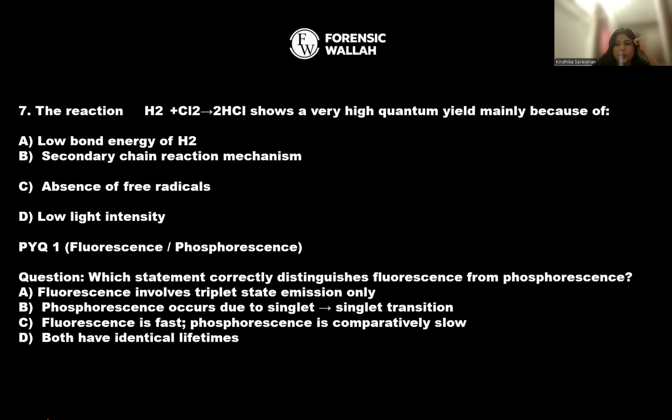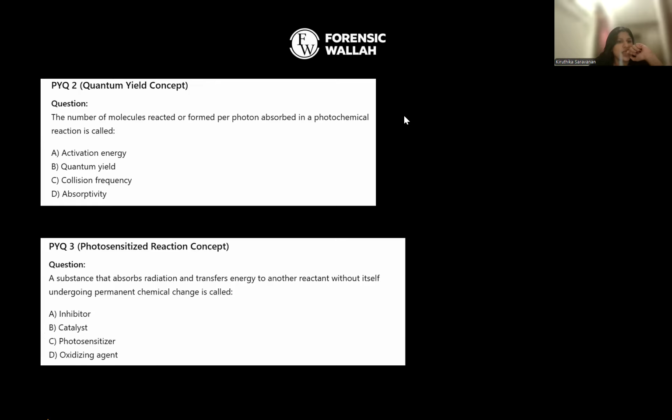Now coming to certain PYQs related to fluorescence and phosphorescence. Which statement correctly distinguishes fluorescence from phosphorescence? The correct answer here is that fluorescence is fast and phosphorescence is comparatively slow. Coming to the next, the number of molecules reacted or formed per photon absorbed in a photochemical reaction. We know the ratio between the number of molecules formed per photon absorbed in a chemical reaction is called quantum yield.